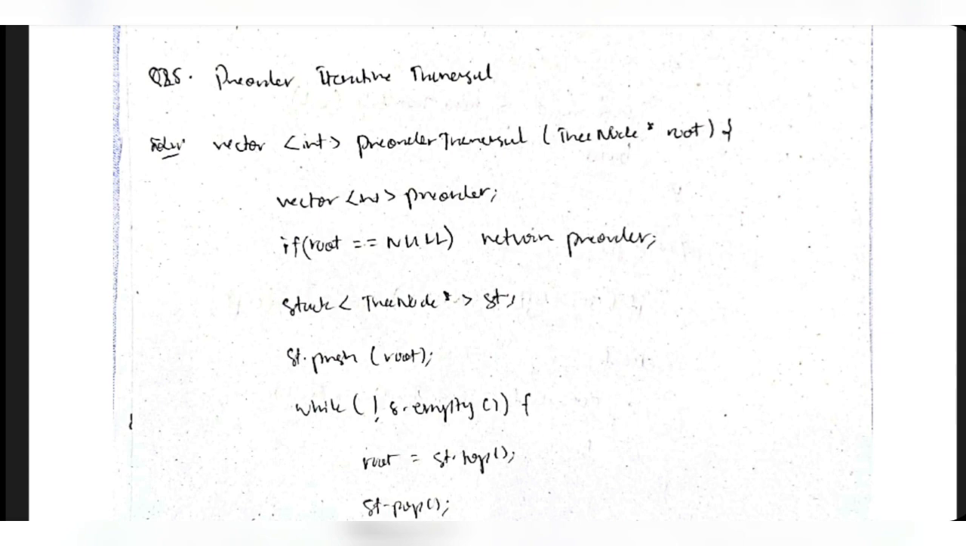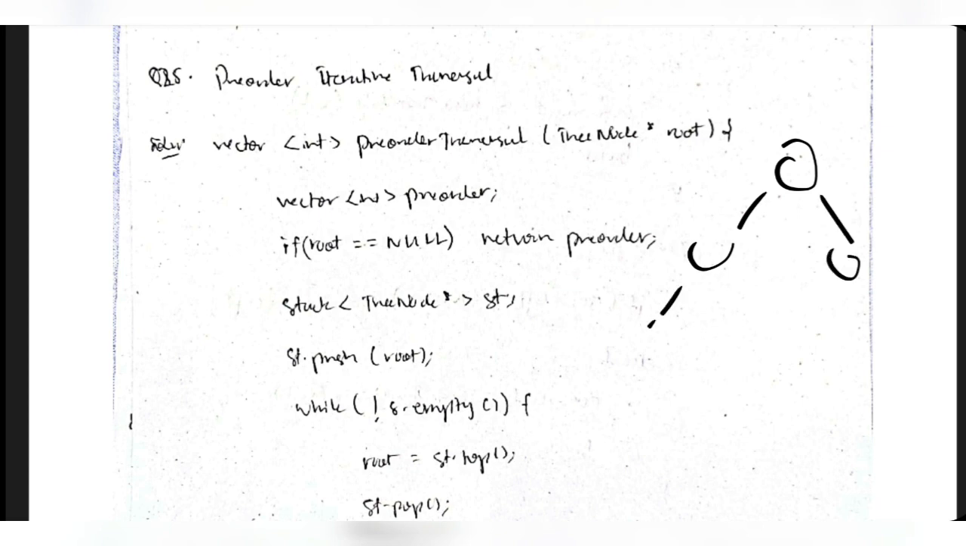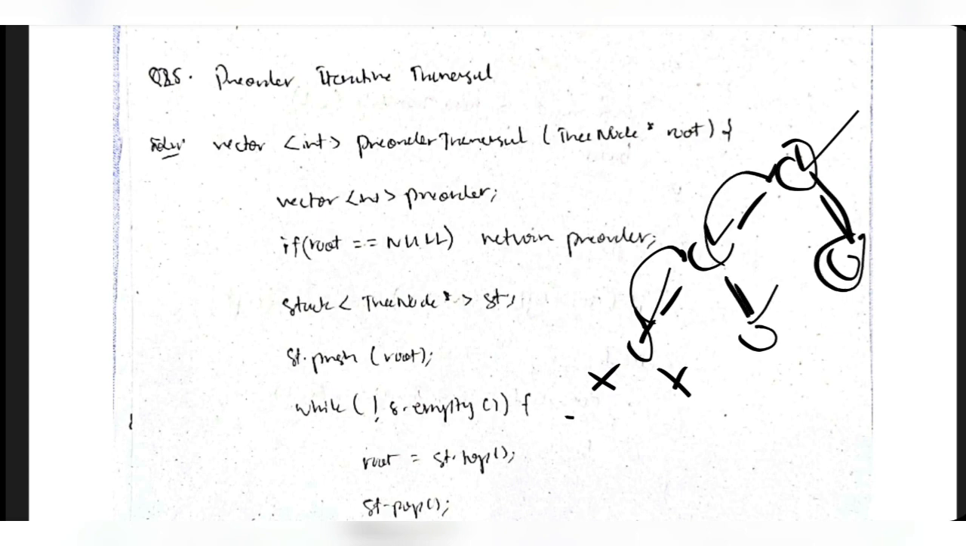Okay. Moving on to the next question, pre-order iterative traversal. What does pre-order mean? Pre-order means NLR. NLR means node, print the node, move to the left, then to the right. For example, if there is a tree here like this, what is the pre-order traversal? Print this node, move to the left, print this node, move to the left, print this node, move to the left, there is nothing, move to the right, there is nothing, come back here, move to the right, print it, again move back, and move to the right, and print it, and move to the left, there is nothing, move to the right, there is nothing. So this is the order in which the nodes are getting printed, which is known as the pre-order traversal.